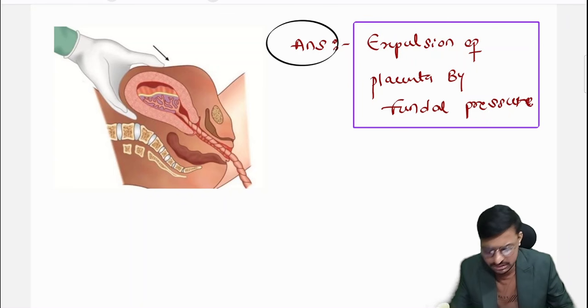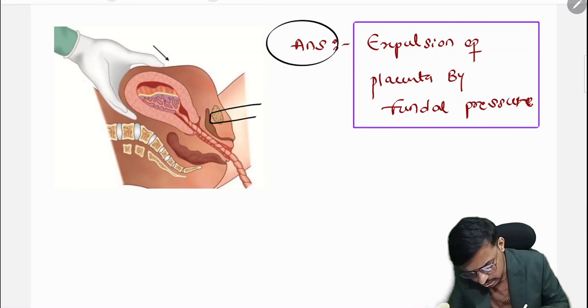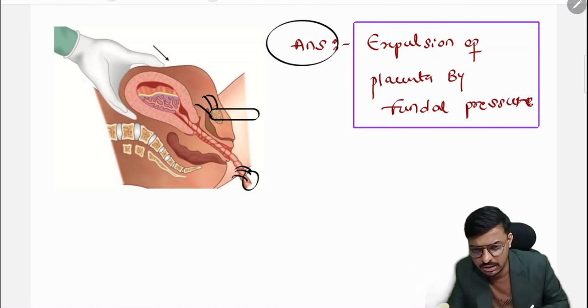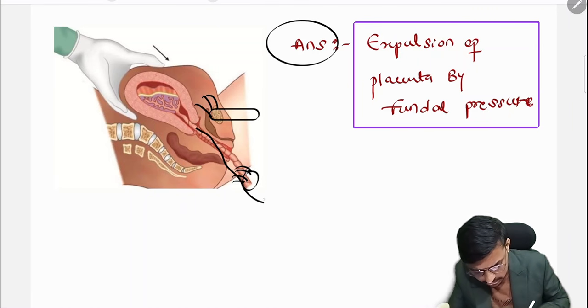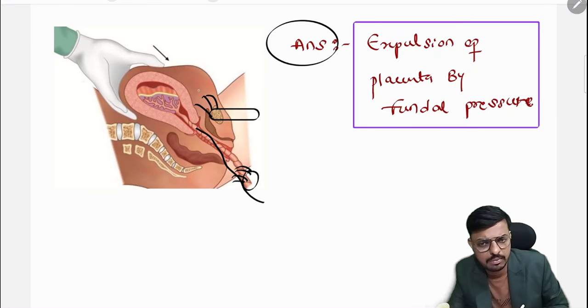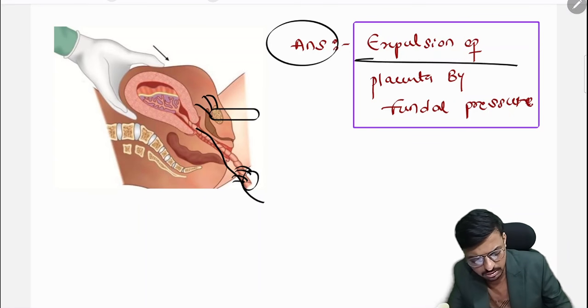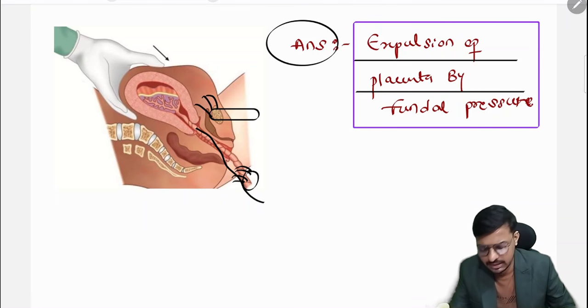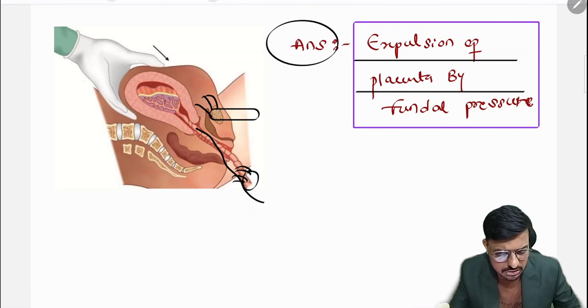In the controlled cord traction, we will give the pressure here on the suprapubic area. One hand we will keep there, and after separating the placenta, we will hold the umbilical cord with one hand. We will slowly pull it out, and we will give suprapubic pressure, not fundal pressure. So this is the technique where we are using expulsion of the placenta by mild fundal pressure. So this is the correct answer. It's not controlled cord traction.